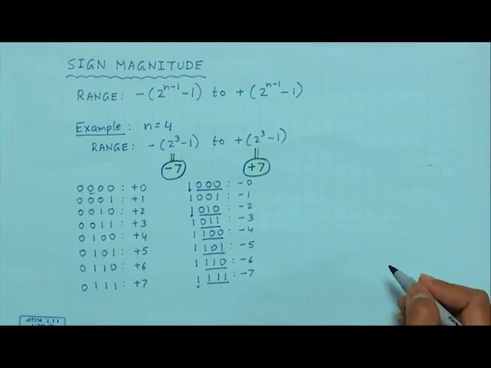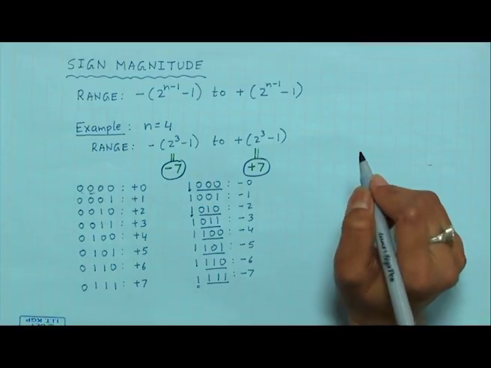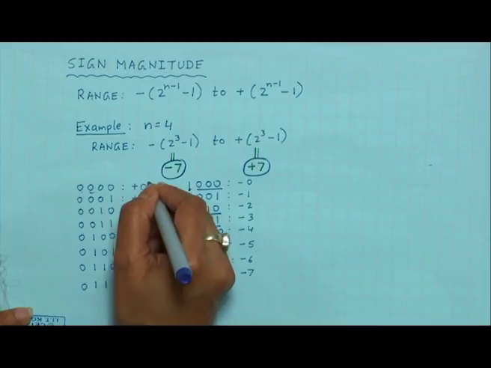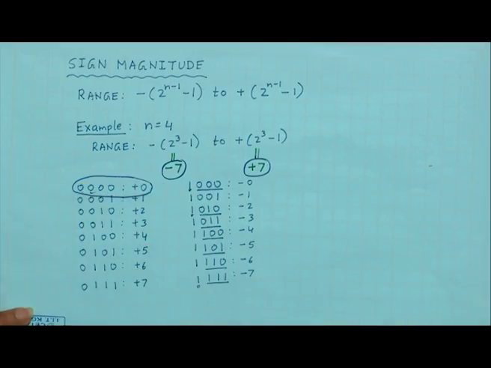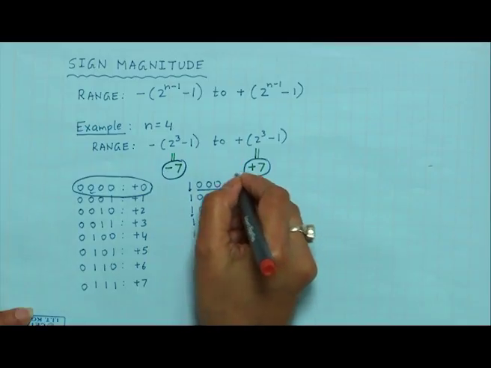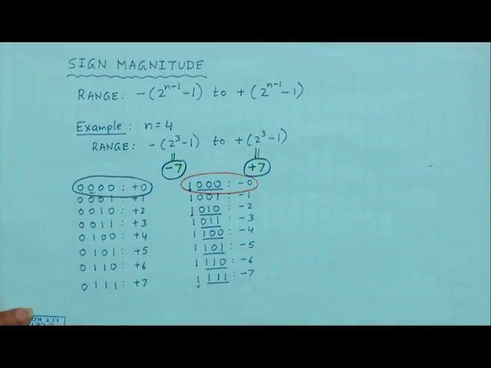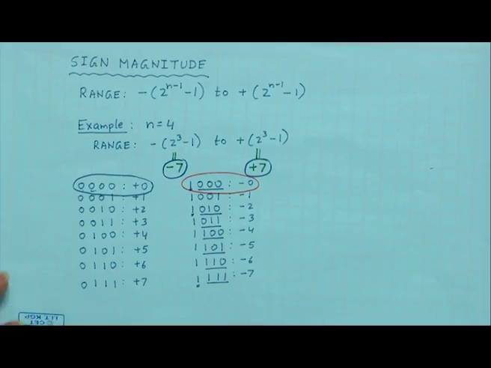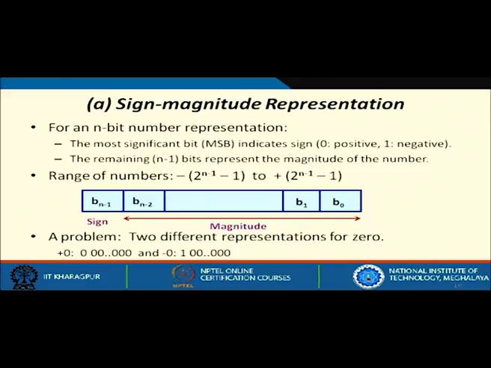Now, what is the problem here? The problem is that you have 2 representations of 0. You have minus 0 and you have plus 0. This is one of the demerits of this method: we have two different representations for 0.